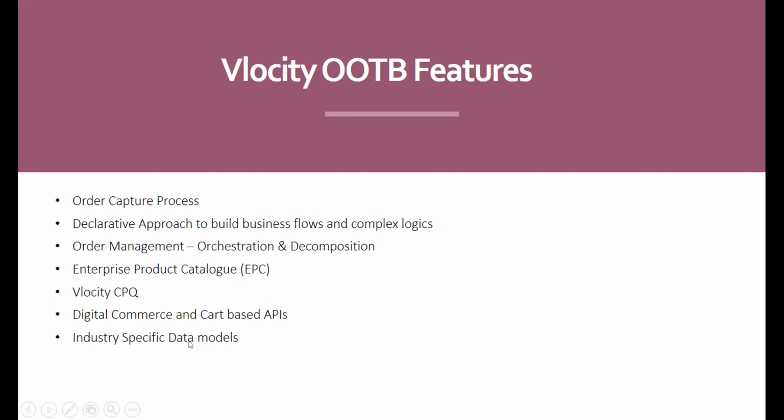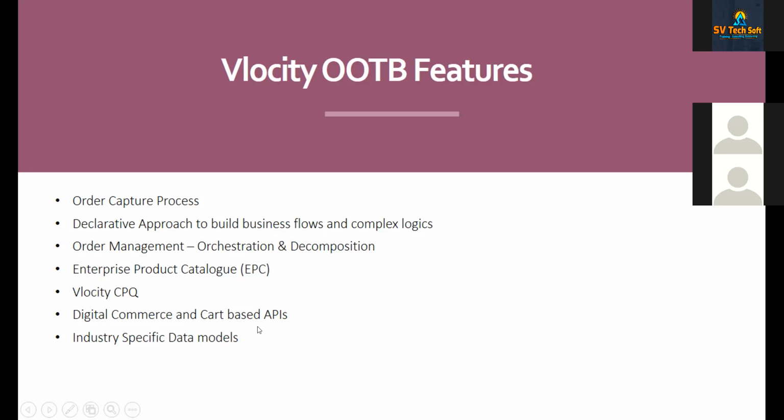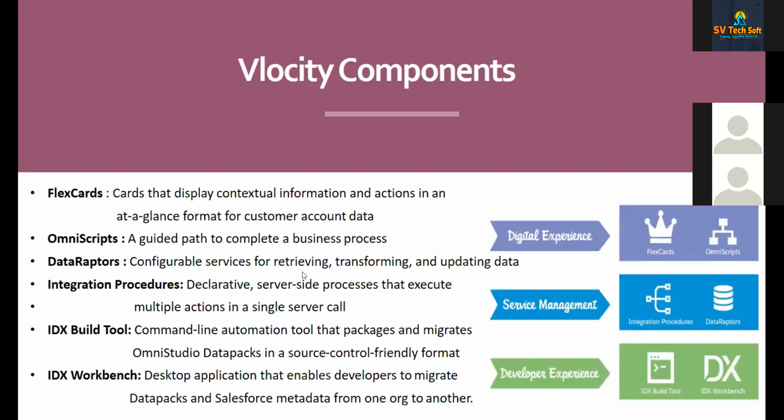And the last one is industry-specific data models, like I explained earlier, right? CMT, communication domain, comes with a few extra concepts that we need to learn. So in the same way, for other domains as well, they provide their own data model as per the industry needs. So these all are the basic Velocity components that would be useful in all domains, whether it's CMT, health, or any industry. So these all are the basic components that would be helpful for you.